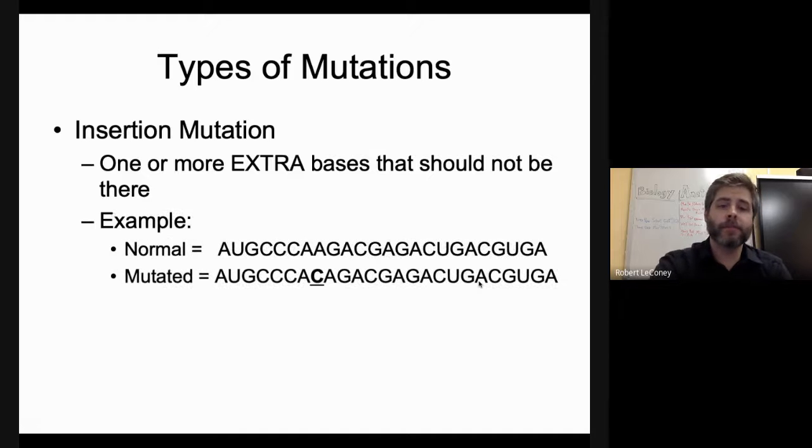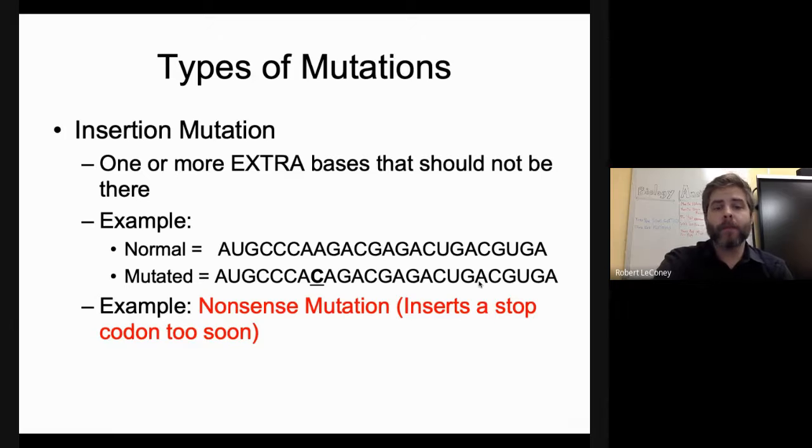Example of an insertion mutation, all because one extra base got added, which we call a nonsense mutation, which we will talk about. This is where you accidentally get a stop codon way too soon.